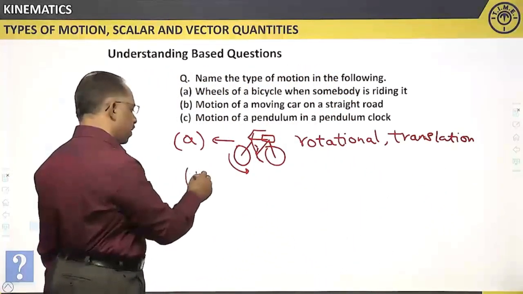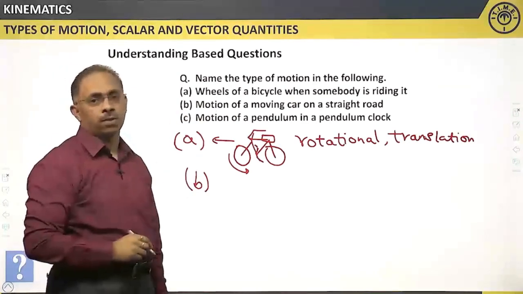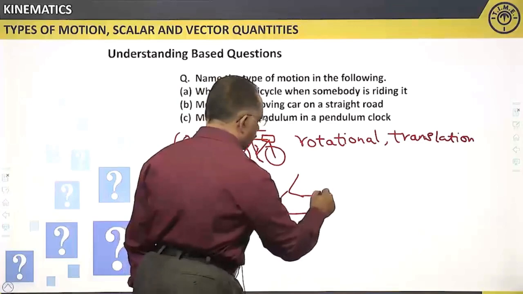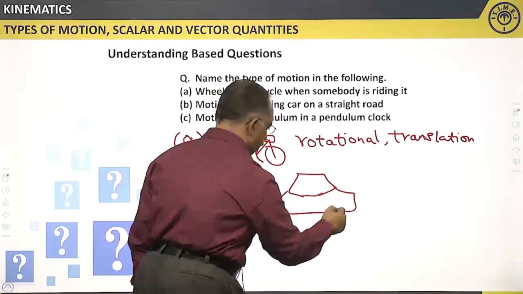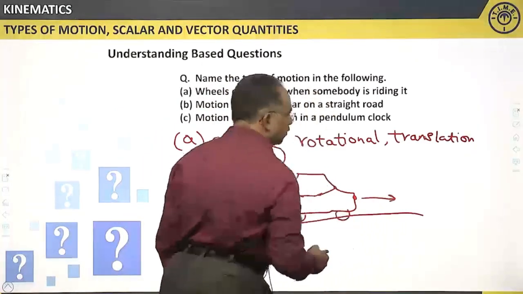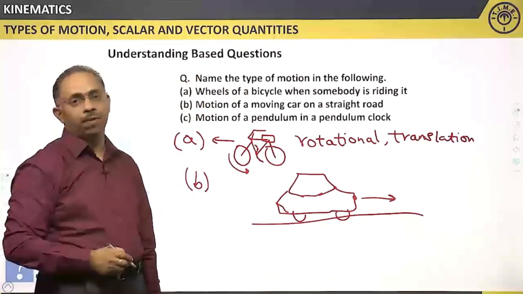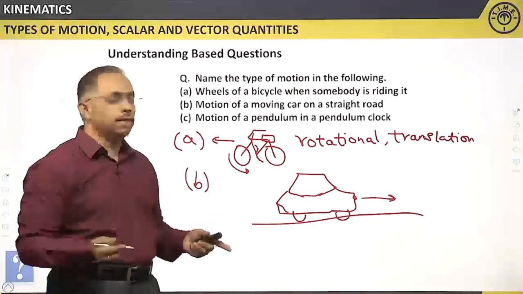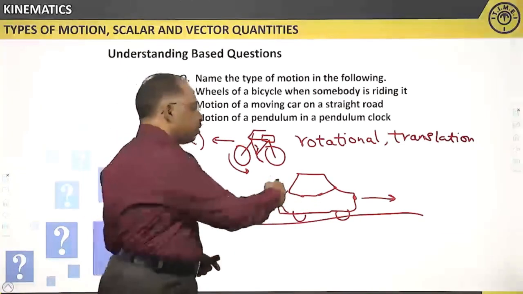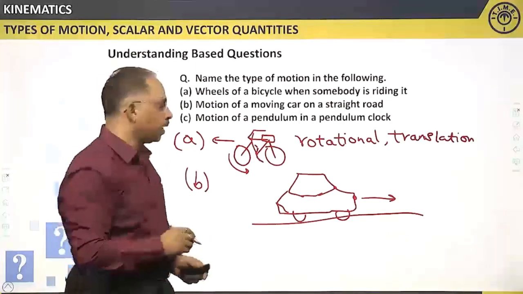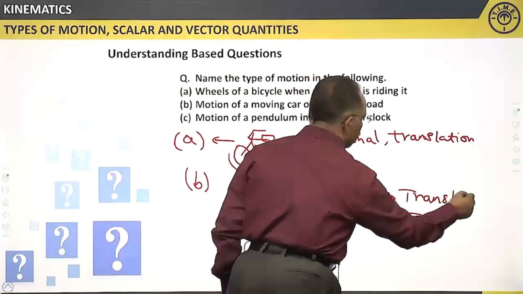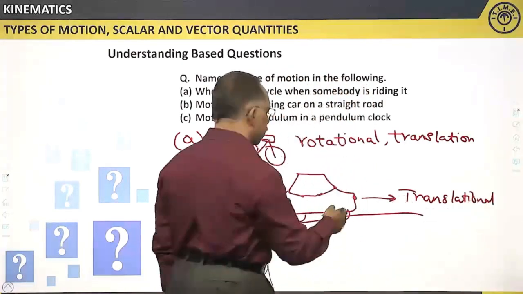Second case, I am considering the motion of a moving car on a straight road. If I take a car, it is moving along a straight road. So, the total car as a whole I am considering. When the car is moving along a straight road, the total body of the car will be moving in the same path. So, I can consider it as translational motion. Translational motion is the motion of the car.